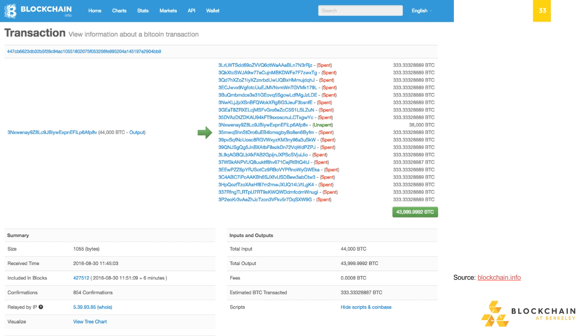Right here is a screenshot of blockchain.info. Blockchain.info is a block explorer, so-called, where you can basically look up any address, look up any transaction, and see the details. So we're looking at a transaction right now with a giant 44,000 Bitcoin input and a bunch of outputs. You can see this illustrates that most of these outputs have been spent, but if they wanted to spend more, they can spend from this unspent output. And it also contains some crucial information like the total sum of inputs, total outputs, fees, etc.